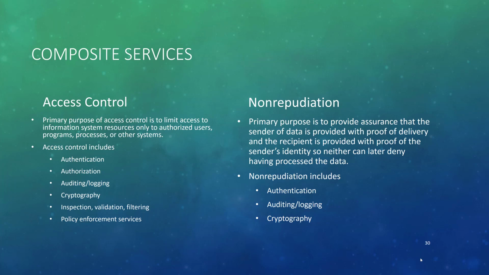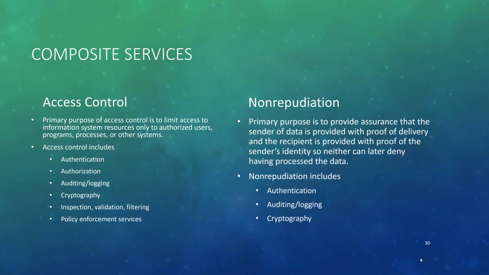So we'll start off with those composite services of access control and non-repudiation. So access control, as you might imagine, is to limit access to systems to only authorized users, and it's going to include authentication, authorization, auditing and logging, cryptography, inspection, validation, and filtering of communications, and then policy enforcement services. So as you can see, it's taking advantage of 9 different services associated with those core services, so 9 core services.